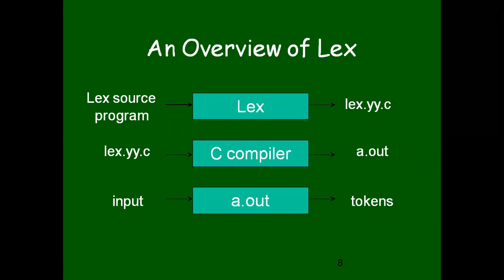This is an overview of Lex. Initially, the Lex program has the extension .l, and by using the Lex compiler, the output is lex.yy.c, which is a C program. By using the C compiler, the output produced is a.out, and giving an input stream to a.out, we get an output in the form of tokens. This is nothing but generating a lexical analyzer with Lex. This is an overview of Lex.